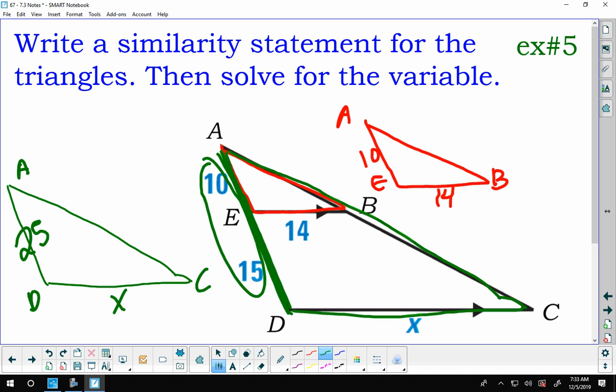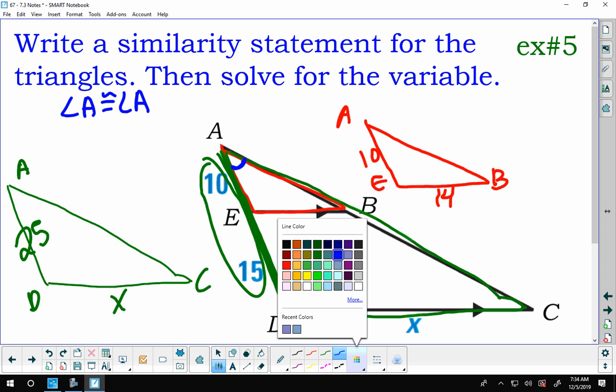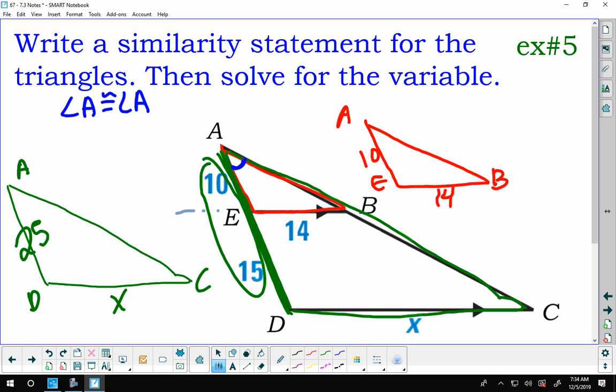So let's write a similarity statement. Okay, we first have to know that they're similar. So angle A is overlapping, so we know that angle A is congruent to angle A. And then when you look at parallel lines, in this example, we have corresponding angles that are congruent. So I'm going to just extend these lines, the parallel lines, so you can see. And this is my transversal here. And so this angle is in the top right position, and this angle is in the top right position. So those angles are congruent.